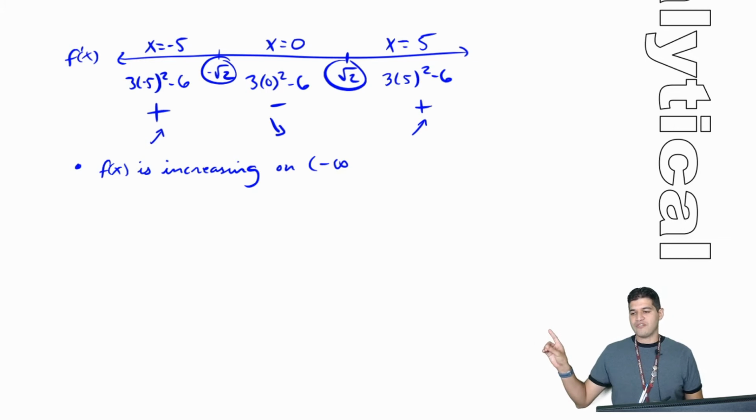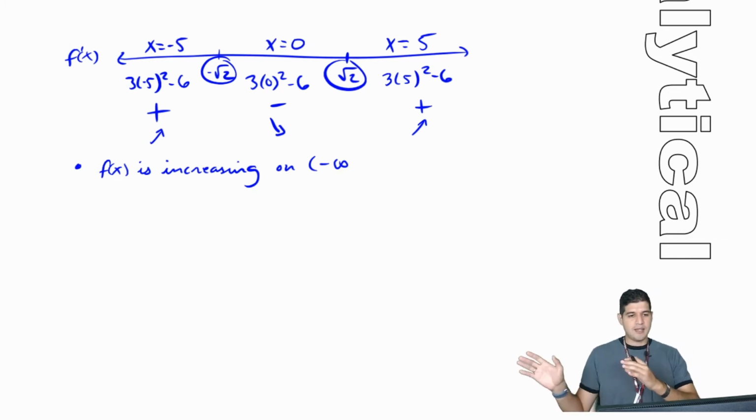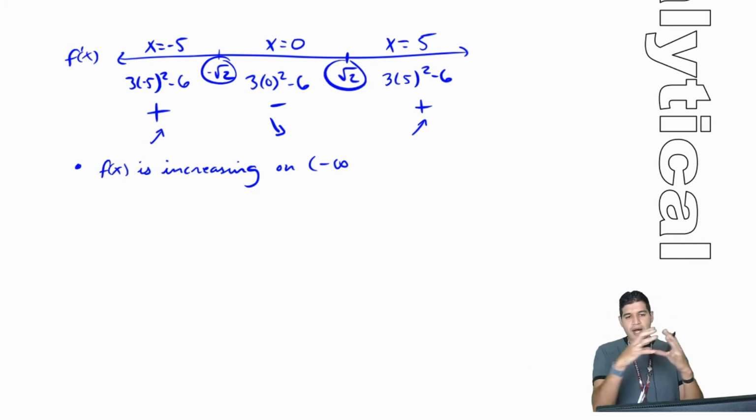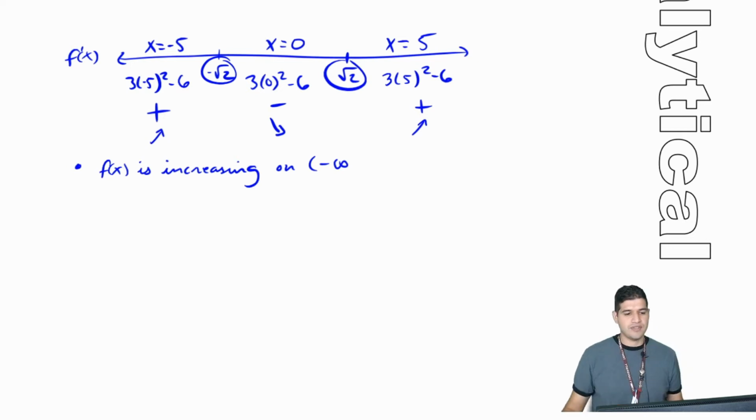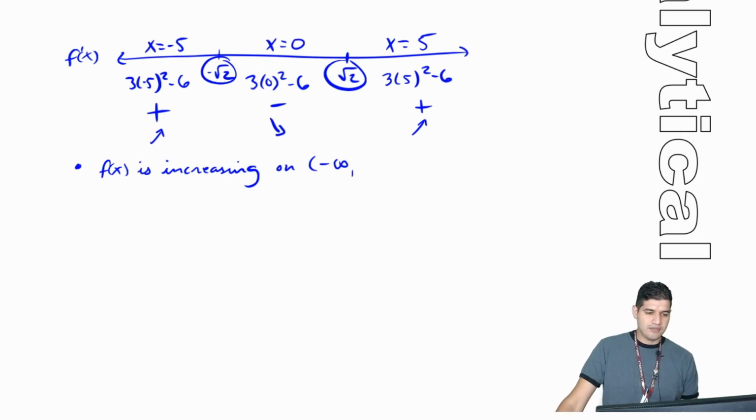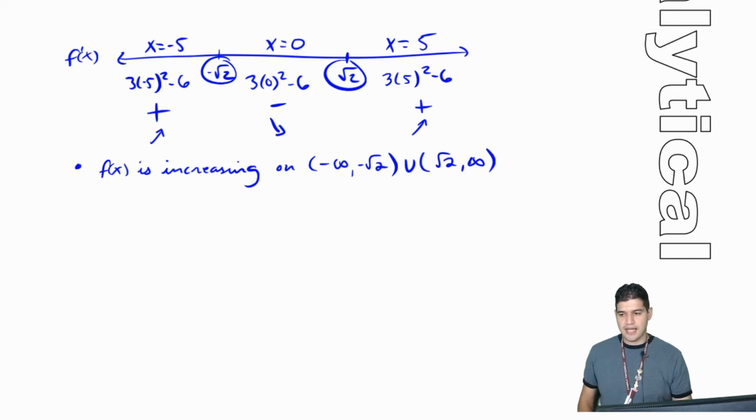It's going all the way from negative infinity on my number line, and it stops going positive once I hit negative square root of 2. So negative infinity to negative square root of 2. And then I also have another point where I'm increasing. So union the square root of 2 all the way to positive infinity. So just like that. But we also have to have a justification for that.